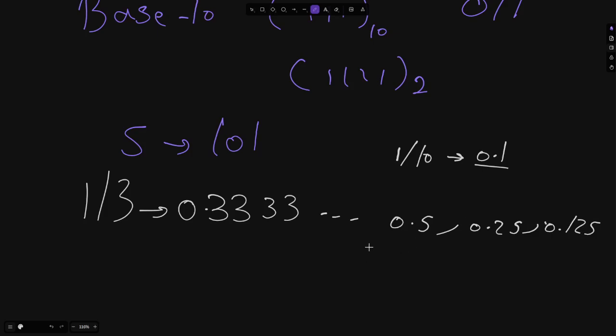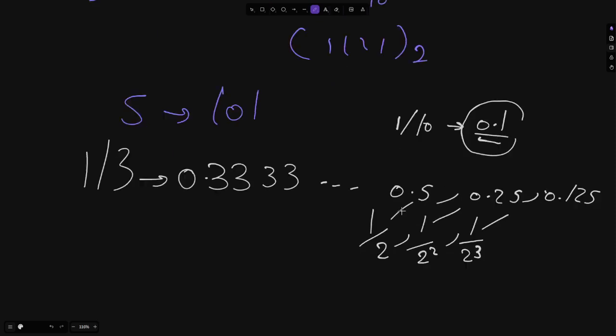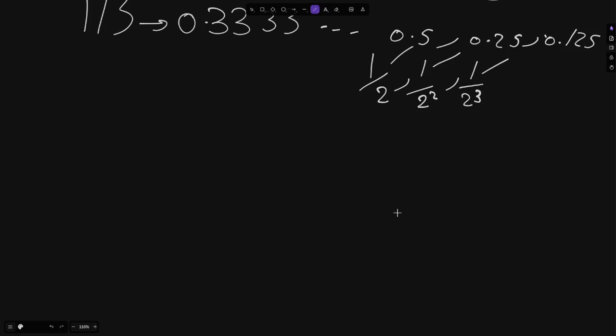Since you have powers of 2, each place has two options, 0 or 1, so it's 1/2, or 1/2 to the power 2, or 1/2 to the power 3, and these are the numbers being represented. So how can I do 0.1 now? Can the computer represent this, or can it? The computer has to figure out the combination of these binary fractions that adds up to exactly 0.1.